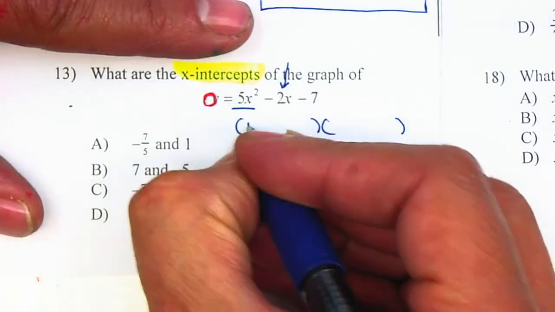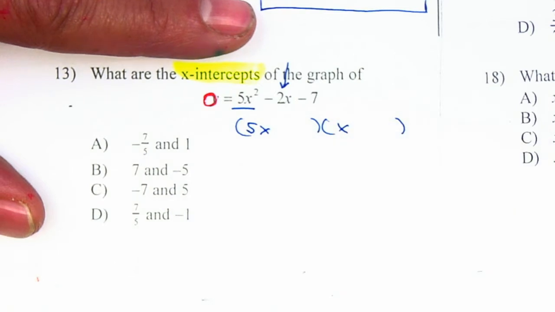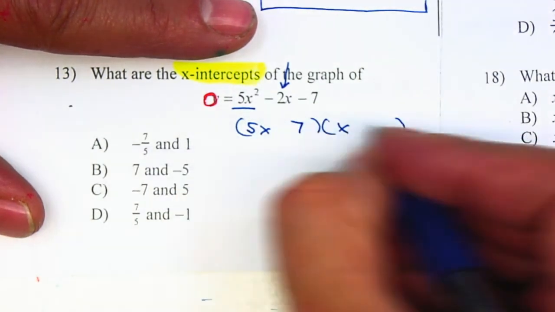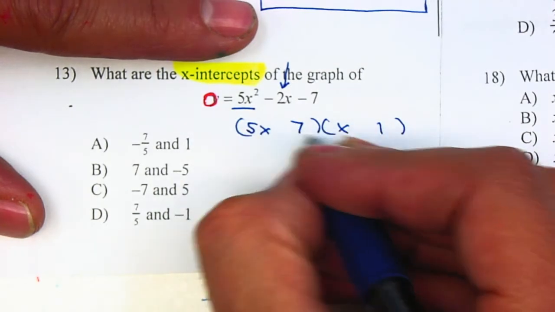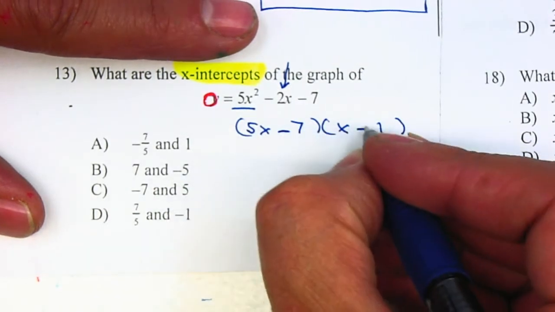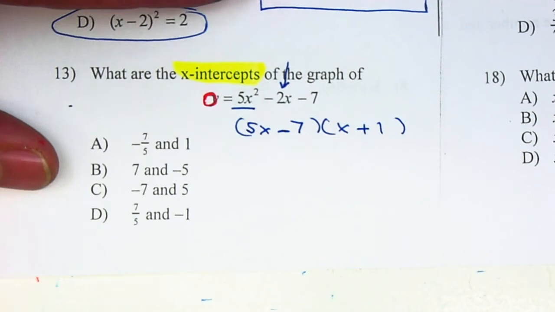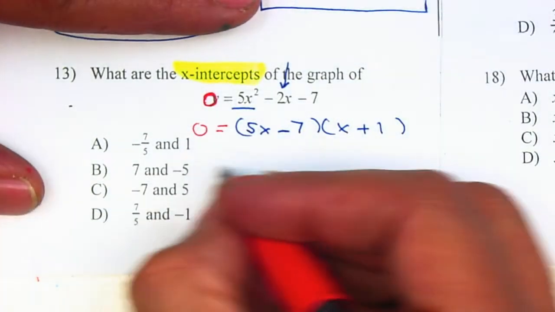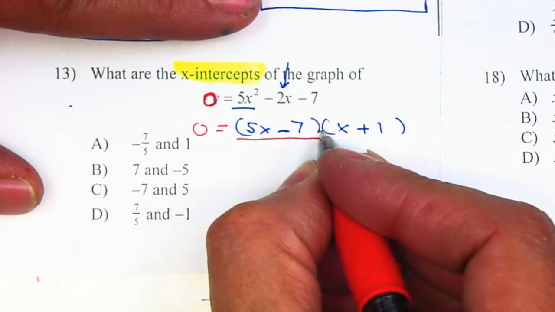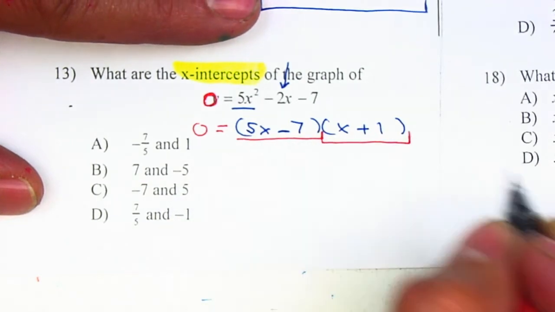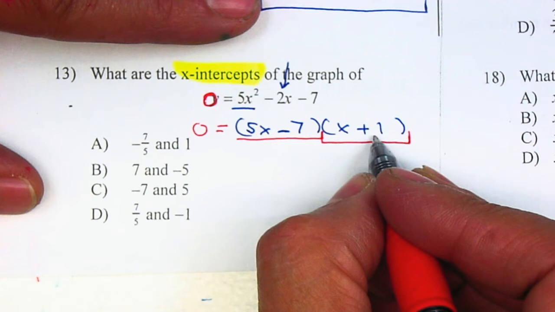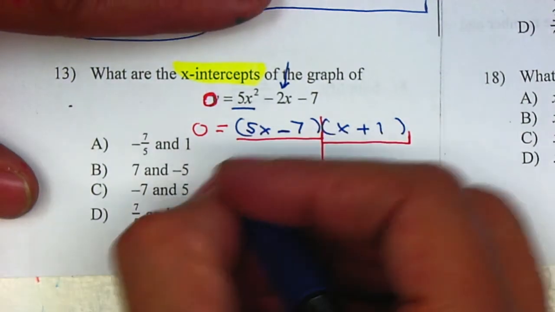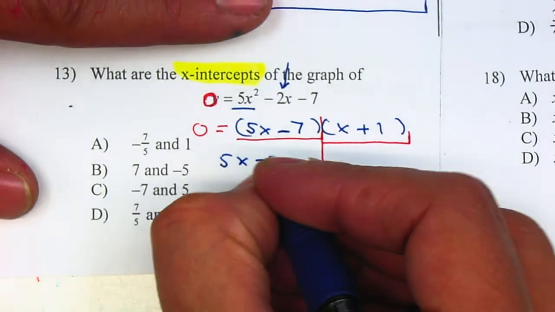Factors of 5x squared will be 5x and x. Factors of negative 7 will be 7 and 1. That gives me 5, that gives me 7. I'm going to place my negative here, my positive here. Now, I'm going to use the zero product property. Since this is equal to 0, it tells me that when you multiply two numbers together, one of them has to be 0 or both. So my zero product property allows me to set each one equal to 0.